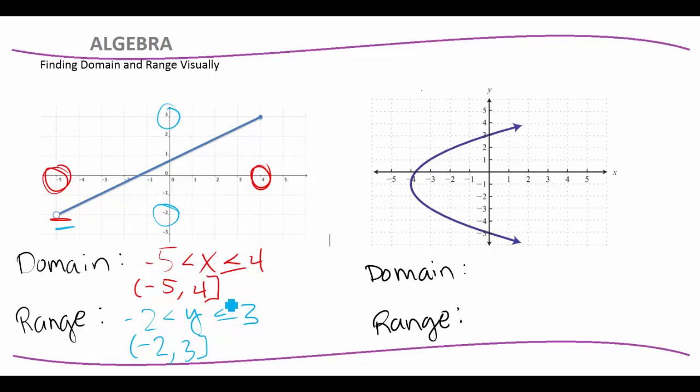So let's look at the second graph on the right. Let's talk about domain first. What is our leftmost x value? It's going to be -4. So we're going to have -4 is less than or equal to x because it is included. And what is our rightmost?